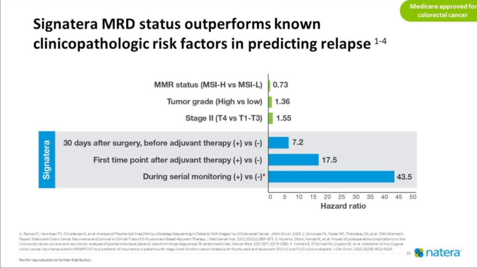Even a significant increase in hazard ratio up to 7.2 when you only do that first MRD value at 2 to 8 weeks post-surgery, 30 days after surgery in this particular case. And then it continues to go up, and obviously that hazard ratio improves dramatically when you think about serial monitoring.